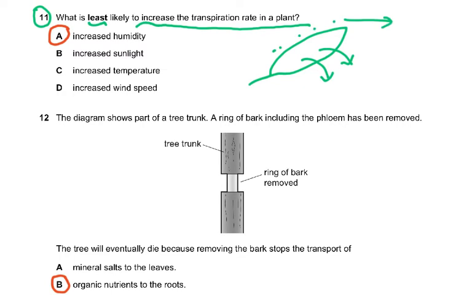So increased humidity cannot increase transpiration. If the humidity is more on the outside and there's less on the inside, transpiration will stop because the gradient will be finished. Inside there are water vapors and outside also water vapors. Humidity means water vapors. So if there is more humidity outside, then transpiration will not increase. So it was least likely to increase the rate of transpiration. Slightly, it's more checking your English skills, not really your biological skills.